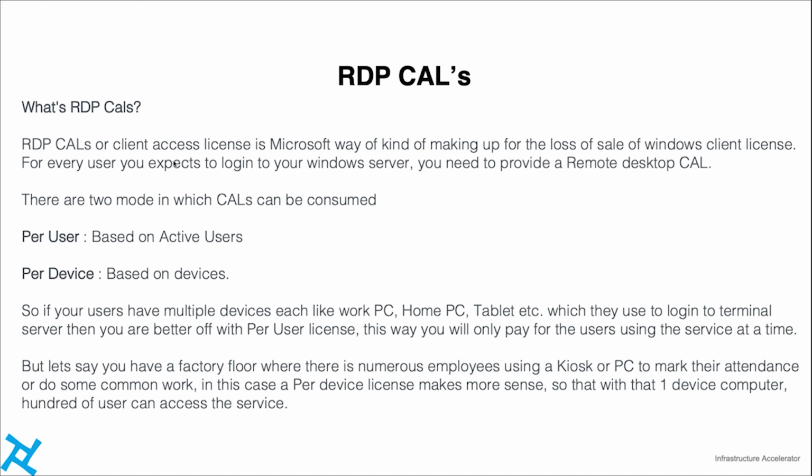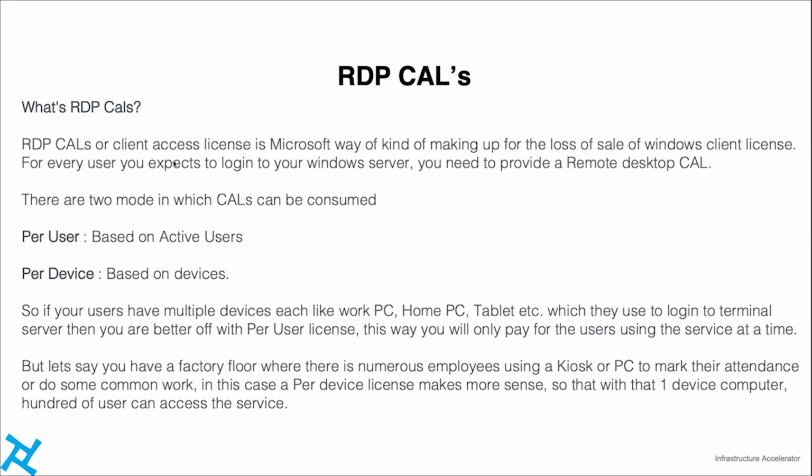But let's say that you have a factory floor where there is an attendance system or a kiosk which is logging into the RDP terminal server, and all the users use this single machine to do their job or mark their attendance. Then a per device license makes more sense because you can give a license to that one device and thousands of users can use that device to mark their attendance, and you'll still be paying for only one license.